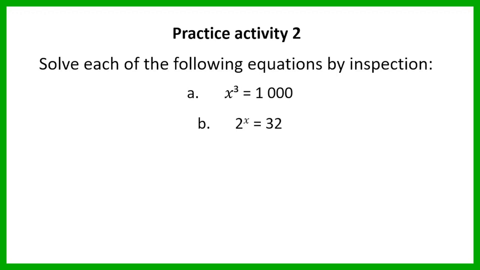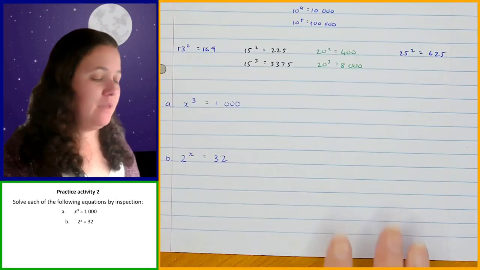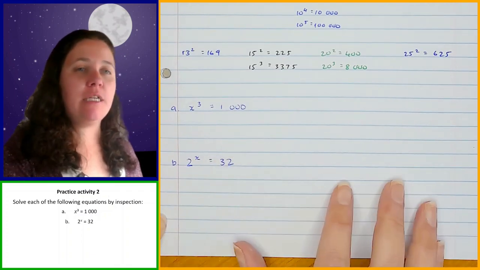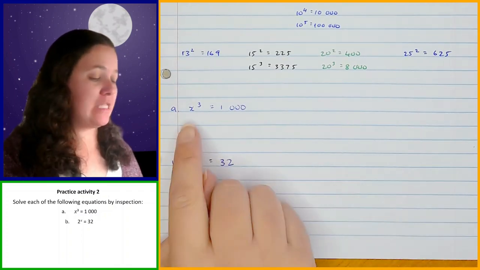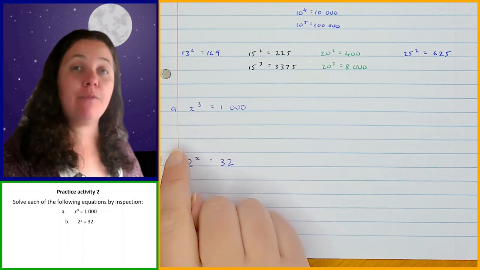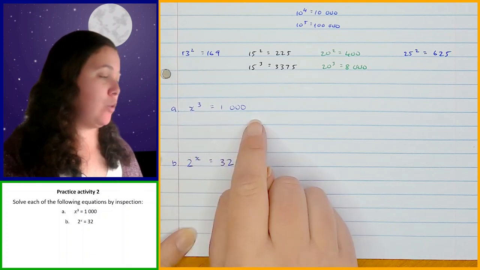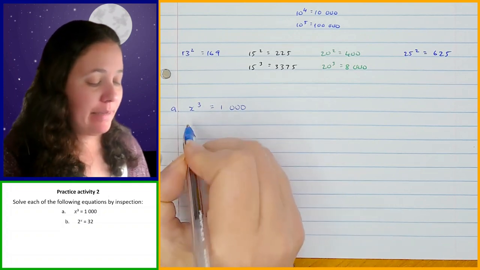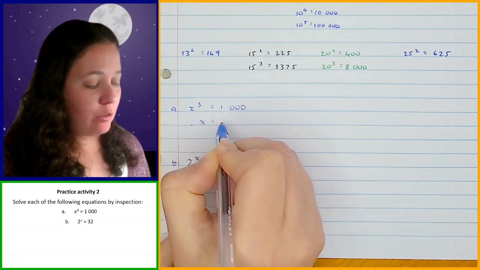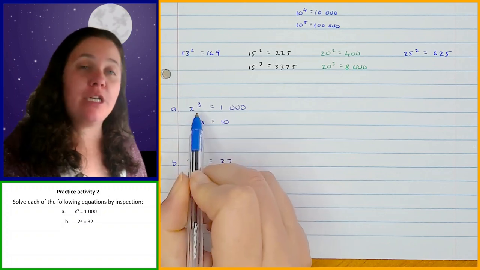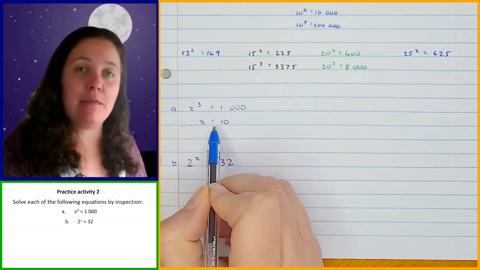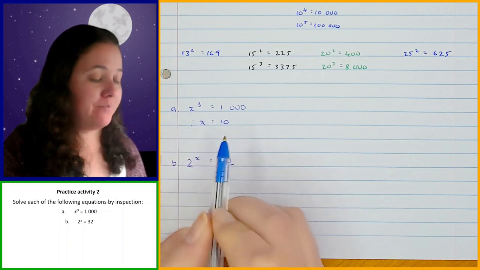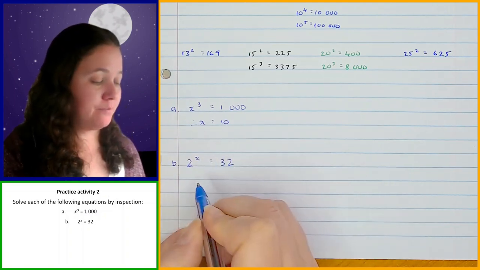Okay, so let's see what you got for those two equations. The first one, we had x cubed equals 1,000. We need to find out what x is. So something to the power of 3, something I need to be able to cube to get 1,000. I can cube 10 and get 1,000. That means that x is equal to 10. Now remember, because it's an odd exponent, I'm not going to put in the plus and the minus. I put in the plus minus if it is an even exponent. Okay, so it's just x equals 10.